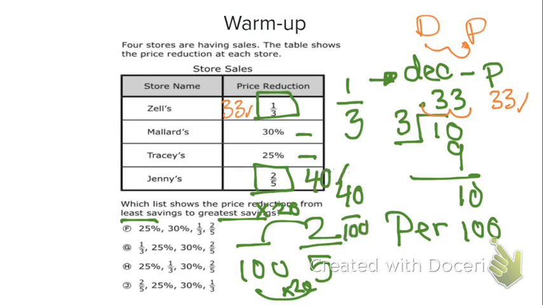Now, when we're ordering them from least to greatest, we know that 25% comes first, followed by 30% and then 33%. So 25, 30, 33 would be answer choice F, which is the correct answer.